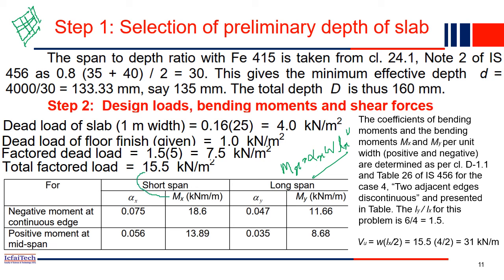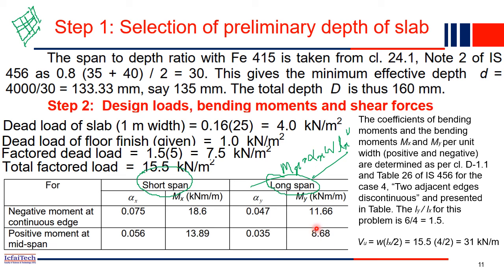That's why it is mentioned shorter span and longer span. So one will be shorter and another will be longer span. One span will be along one axis, another span along another axis. So we have now two values. For one span you have the positive bending moment and the negative bending moment, two values are given. For the other span we have the positive and negative bending moment, and both are given to us.